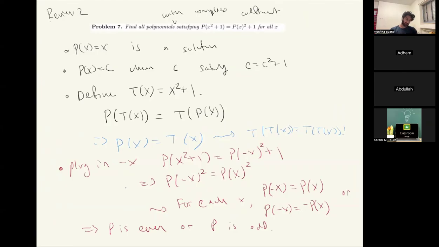So for example, the even case should include this solution here, right? We know P of X equals X squared plus 1 is a solution, right? And that'll be part of the even case.